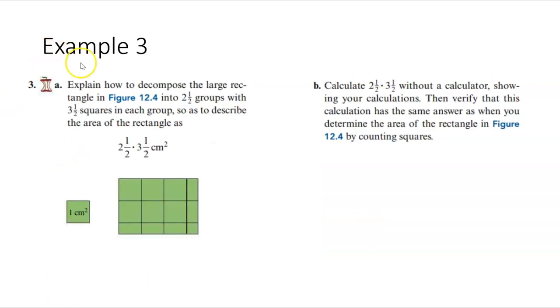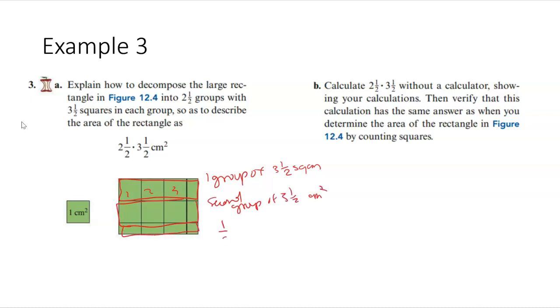Let's look at this example here. Explain how to decompose the large rectangle into 2.5 groups with 3.5 squares. So if we're trying to do 2.5 groups of 3.5 squares, here is one group of 3.5 square centimeters. And here is our second group of 3.5 square centimeters. And here is a half group of 3.5 square centimeters. And so that represents that right there.